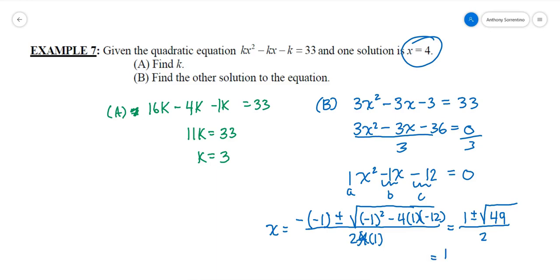And so that gives me 1 plus or minus 7 over 2. Well, 1 plus 7 is 8 over 2 is 4, which I expected. So this one I already knew about. 1 minus 7, however, is negative 6 divided by 2 is negative 3. So the other solution is negative 3.